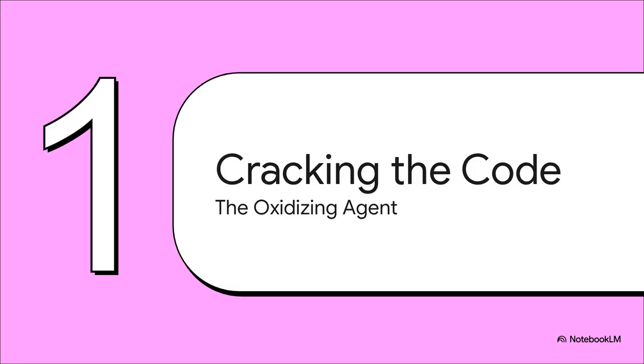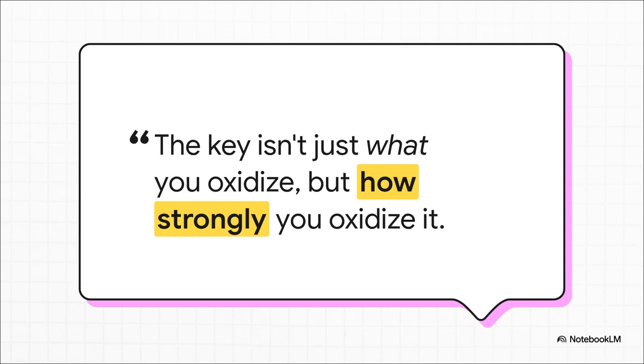All right, so what is this secret code I've been talking about? It's actually incredibly simple. The power to predict what's going to happen doesn't really lie with the molecule you're oxidizing. It's all about the strength of the oxidizing agent you use. This right here is the key to everything. Seriously, if you remember one thing, make it this.